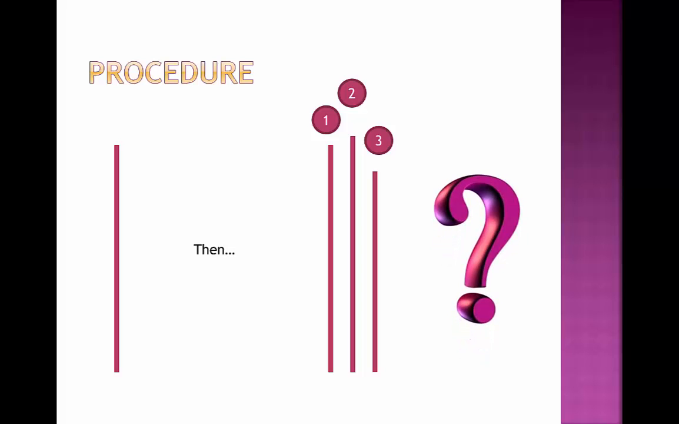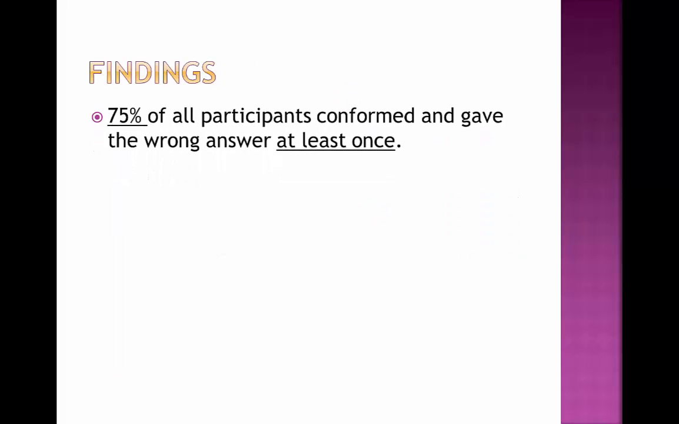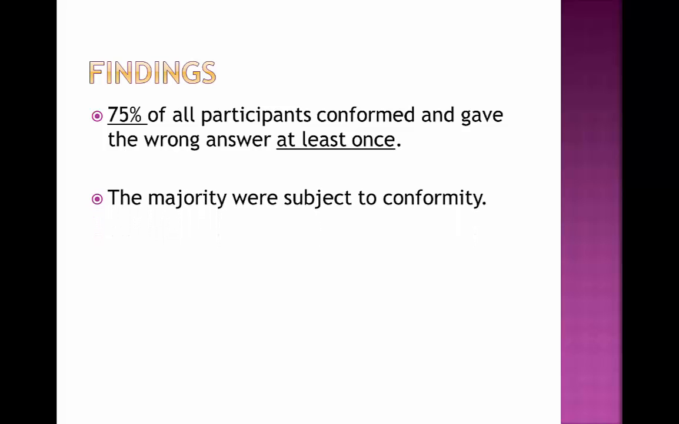So, which one is it? Well, the confederates may all, for example, say line 1, line 1, line 1, and then when it comes to the actual participant, the participant is probably going to be swayed by them, and we see if they're going to conform to the majority view of the answer being 1, or if they're going to give 2, which is obviously the answer. So what did they find? 75% of all participants conformed and gave the wrong answer at least once.